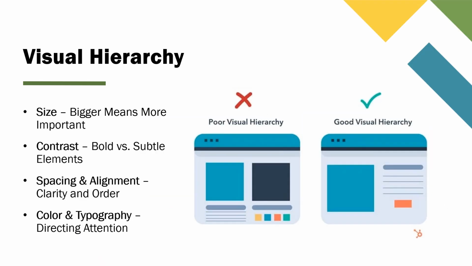A visual hierarchy is the arrangement of UI elements in a way that guides the user's eyes toward the most important content first. It ensures that users don't get overwhelmed and can quickly find what it is that they need. Now, how is visual hierarchy created? Well, we establish hierarchy using different design techniques, which include size, contrast, spacing and alignment, and color and typography. So let's talk about each one of these.